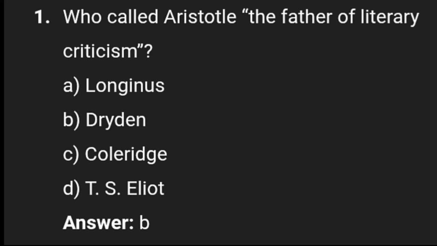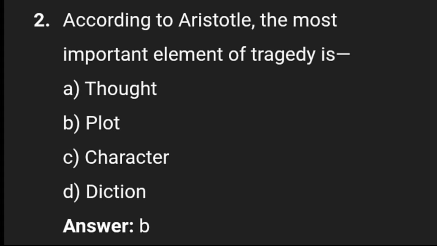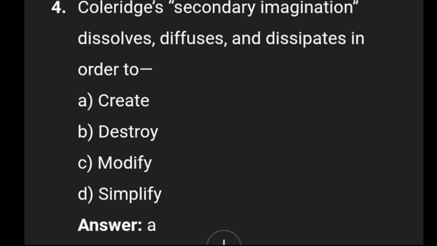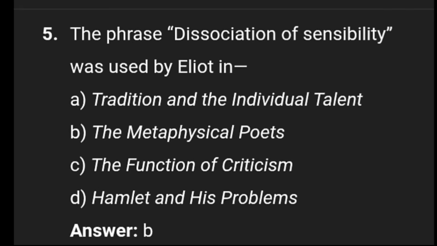Then, who called Aristotle the father of literary criticism? Dryden. According to Aristotle, the most important element of tragedy is plot. Dryden's Essay of Dramatic Poesy is written in the form of a dialogue. Then, Coleridge's secondary imagination dissolves, diffuses, and dissipates in order to create. Then, the phrase dissociation of sensibility was used by Eliot in The Metaphysical Poets.